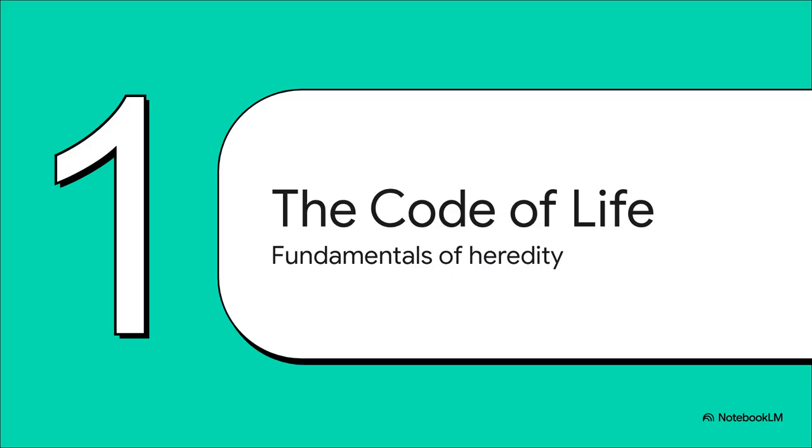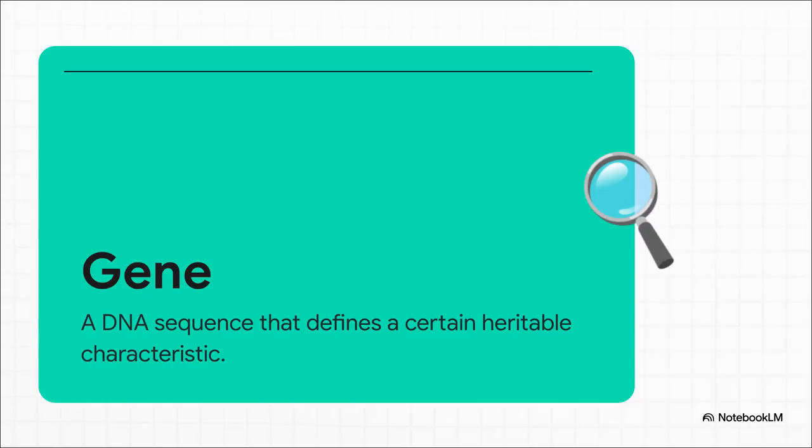Okay, let's kick things off with Section 1, the code of life. Before we can get into the really complex stuff, we've got to get a handle on the basic vocabulary of heredity. This is the foundation for everything else to come. So, right at the heart of it all is the gene. Just like it says here, it's a DNA sequence for a heritable trait. A really great way to think about it is like a single recipe in this massive cookbook that is your entire genome. You know, one recipe for eye color, another for making a specific protein, and so on.